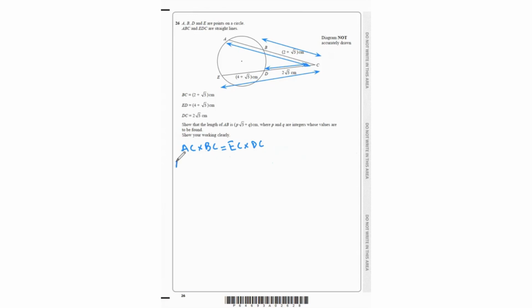So AC is AB plus 2 plus root 5 and BC is 2 plus root 5, which equals EC, which is 4 plus root 5 plus 2 root 5, times 2 root 5. Let's collect the like terms first. On the left-hand side, we don't have any like terms, so this remains as it is. On the right-hand side, we can rewrite root 5 plus 2 root 5 as 3 root 5.